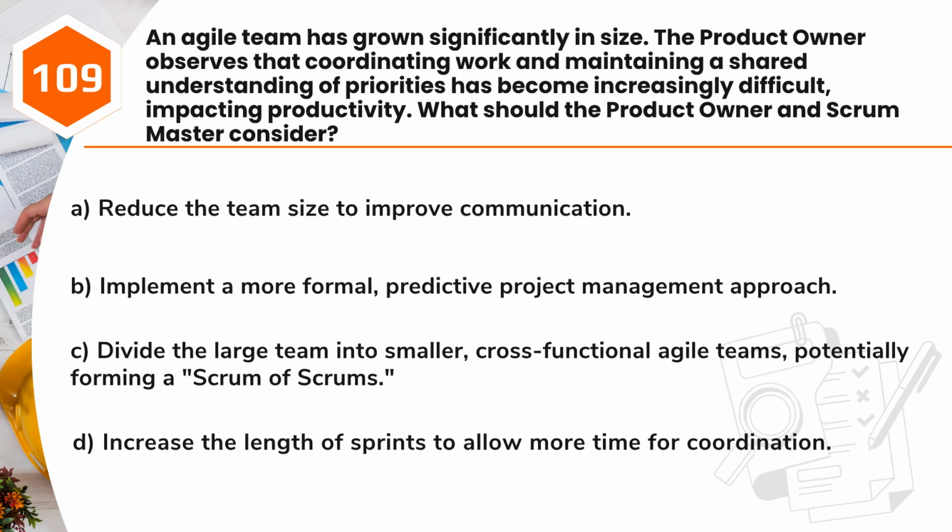Question 109. An Agile team has grown significantly in size. The product owner observes that coordinating work and maintaining a shared understanding of priorities has become increasingly difficult, impacting productivity. What should the product owner and Scrum Master consider? A. Reduce the team size to improve communication. B. Implement a more formal, predictive project management approach. C. Divide the large team into smaller, cross-functional Agile teams, potentially forming a Scrum of Scrums. D. Increase the length of sprints to allow more time for coordination.